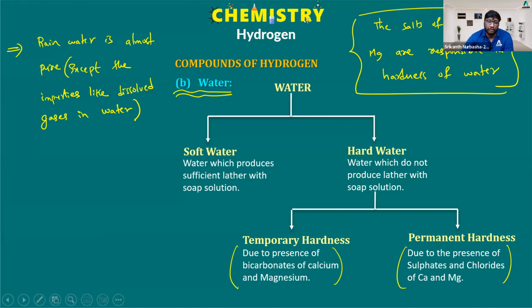Now we look at the methods of removal of hardness, that is removal of temporary hardness as well as permanent hardness. Say we have a water bottle containing hard water, with soluble bicarbonates. If I convert the soluble bicarbonates into insoluble carbonates, they will settle down at the bottom, and I can do the filtration and remove all the insoluble carbonates, thereby removing the temporary hardness. So you have to remove the dissolved calcium and magnesium hydrogen carbonates.